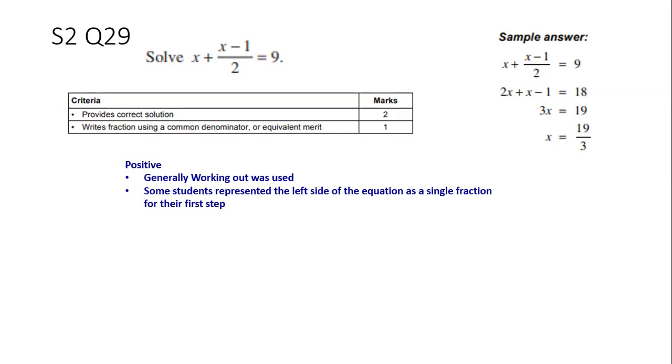Now, what we did also see is kids moving the x across and leaving the fraction on the left-hand side and making it 9 minus x, and that was really good to see. So we tended to see a lot of kids making at least an error in their working out at some point. And I think for a Standard 2 student, we would be expecting that for a complicated equation to solve, especially when there's fractions involved.